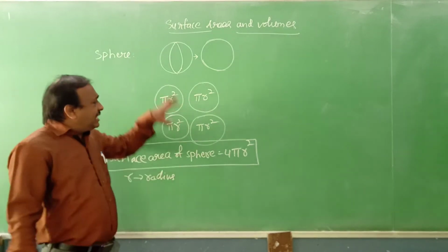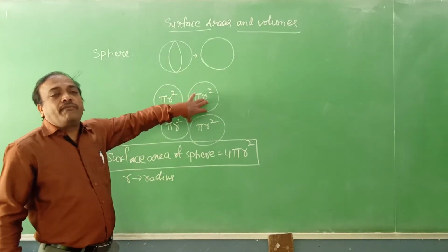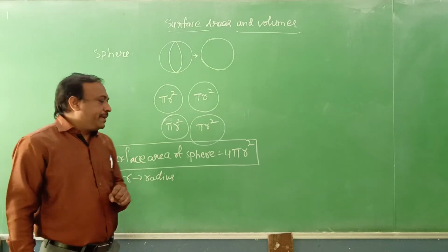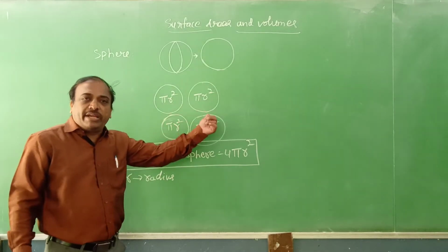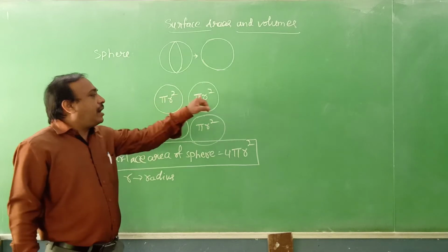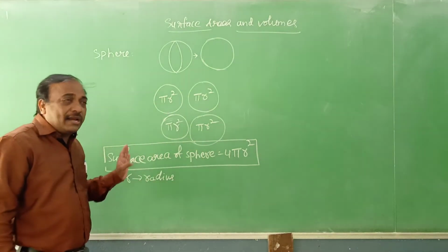So if you fill these regions, the areas of these four circles are equal to the surface area of the sphere. What is that? The area of each circle is pi r square. Four circles give 4 pi r square.